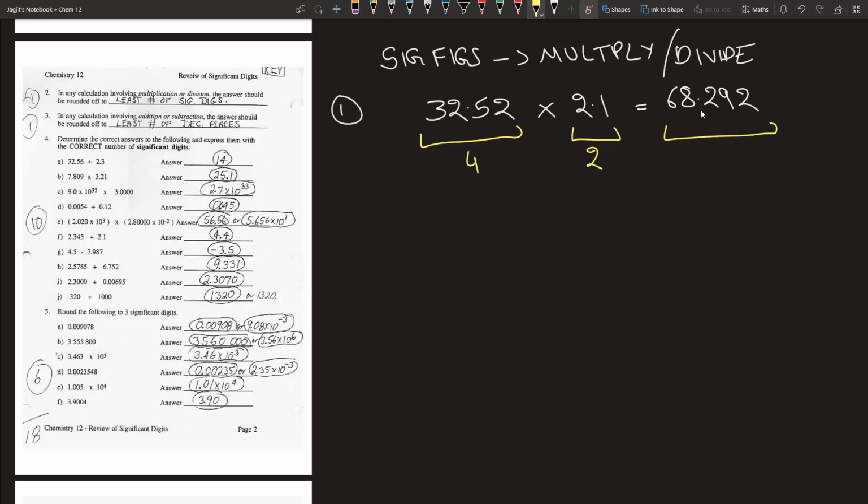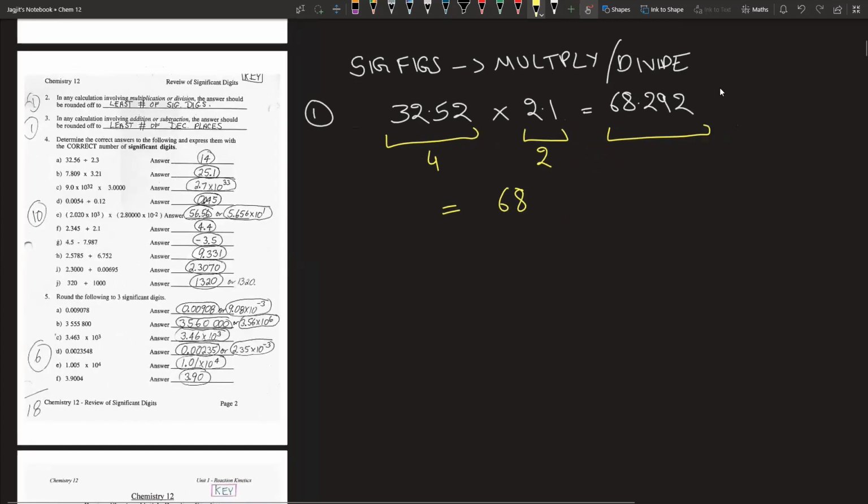Right now, how many sig figs are you seeing? You're seeing 1, 2, 3, 4, 5. Okay, that's not going to fly. We need only 2 sig figs. So 68.292, to make it only 2 sig figs, you will just round it down and write it as 68. A lot of people sometimes have problems writing sig figs whenever you have too many numbers.